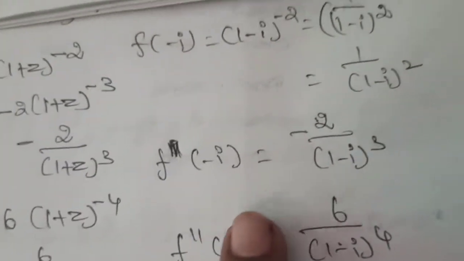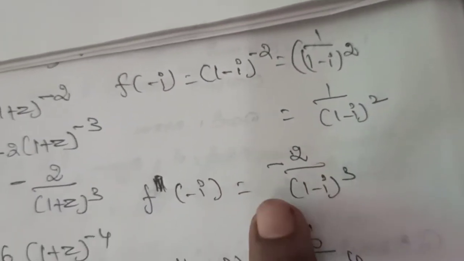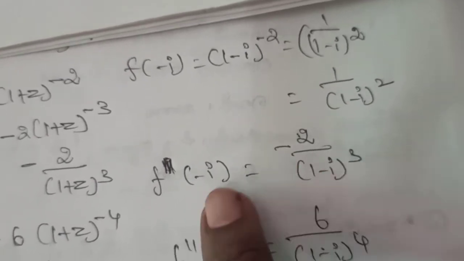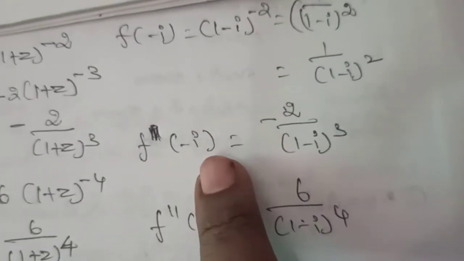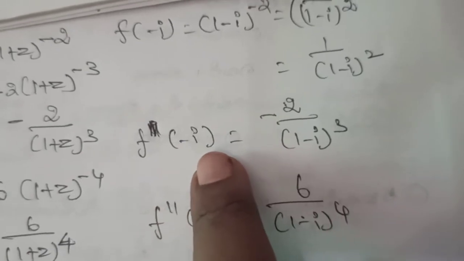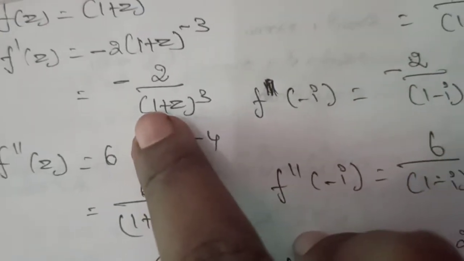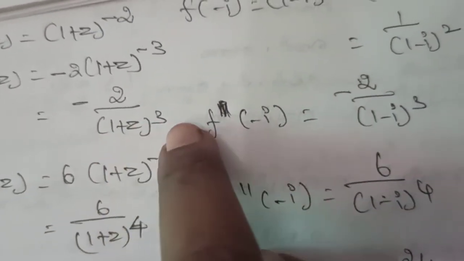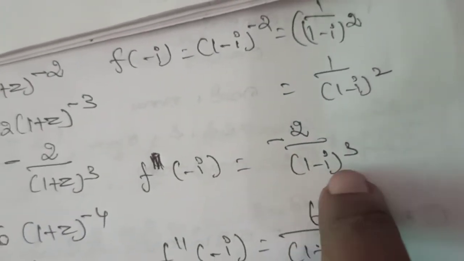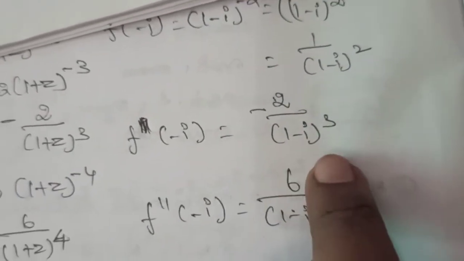So this step is difficult. Next, suppose you find f dash of minus i by substituting here: minus 2 divided by (1 minus i) to the power of 3. So that is (1 minus i) the whole power of 3. So this step is also difficult.